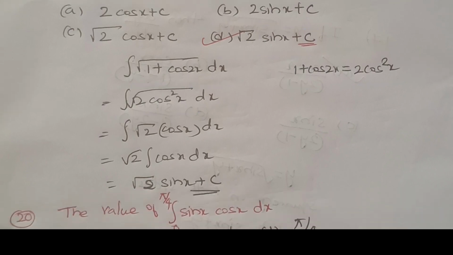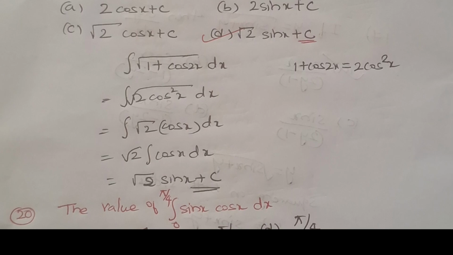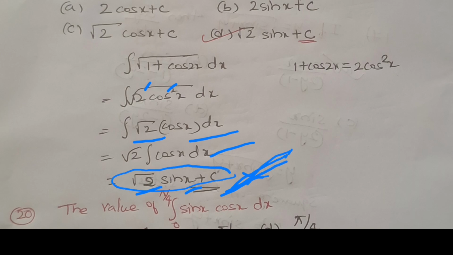Substitute here in the root. This square and this square will be cancelled. You will get the integration of root 2 cos x into dx. Take root 2 outside, since it is a constant. Integration of cos x is sin x, so root 2 into sin x plus c. The constant should be there. That will be the integration. So option D will be the answer for this.